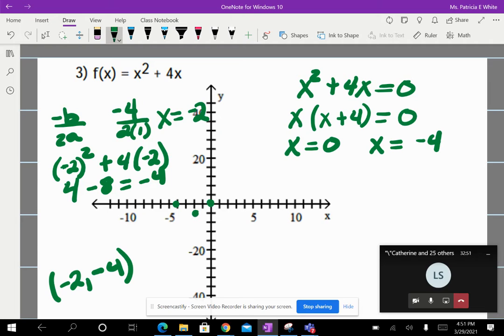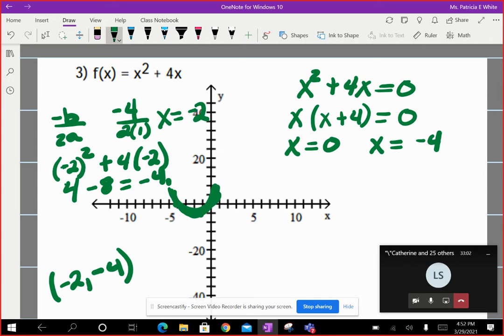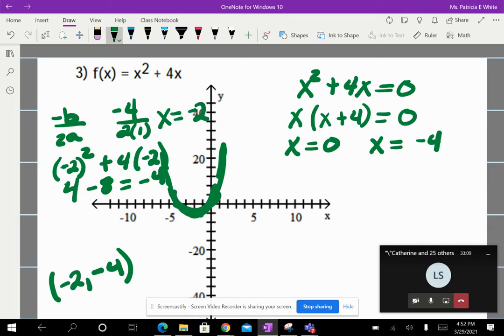Negative 2, negative 4. Come on, why did you stop? There you go. And if you can get me those 3 points, stop it, then you're going to be good.